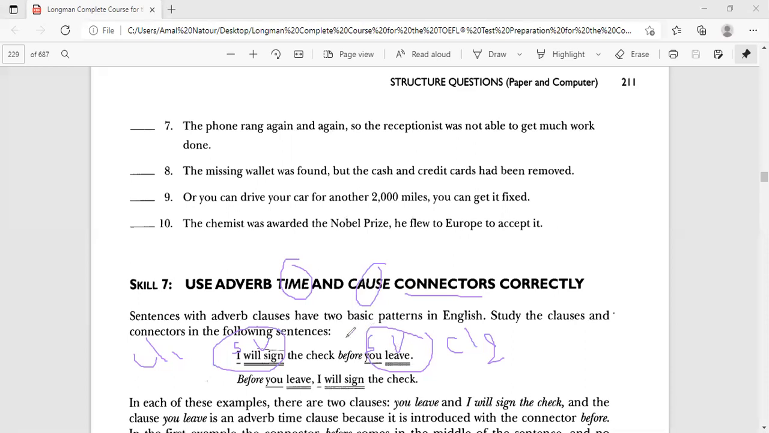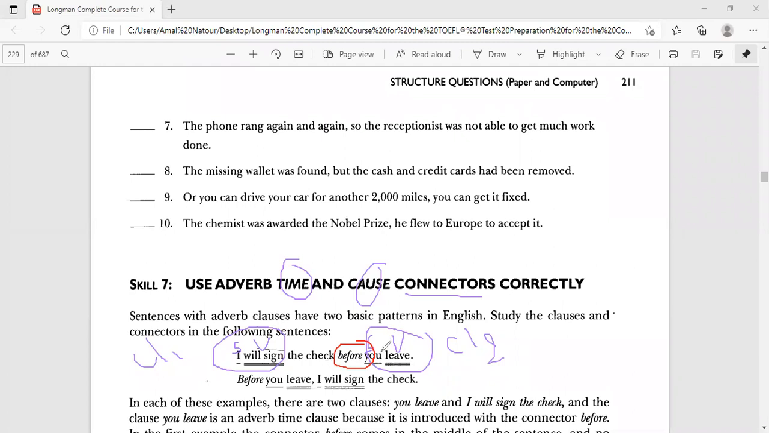Here, where is the connector that connects the first clause with the second clause? It is here. Before. Before is the time connector. Before, after, as soon as, until. All these are called adverb time connectors. قبل, بعد, حالما, حينما, etc. They come in the middle, but if they come in the middle, they are not preceded by a comma. ما أبدا بيجيش قبلهم فاصلة.